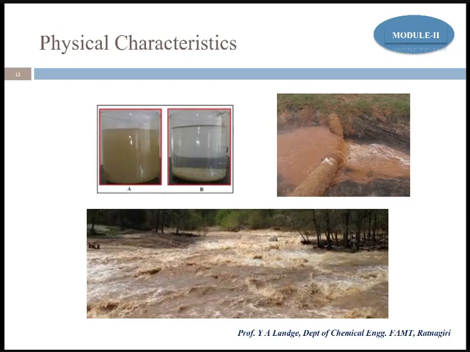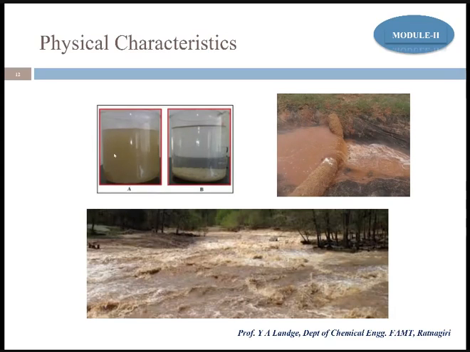These two pictures show the turbidity. One picture shows high turbidity, and the other has low turbidity because all the solid matter, dissolved or suspended, has settled down, and now you get clean water at the top and the settled particles at the bottom. But this picture shows the high turbid water.